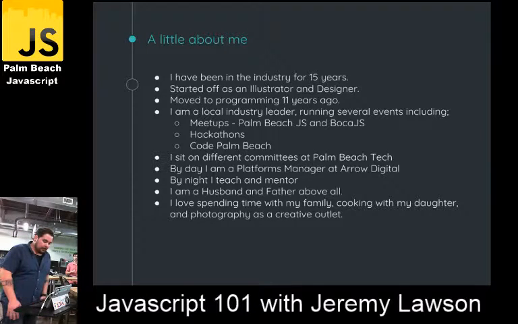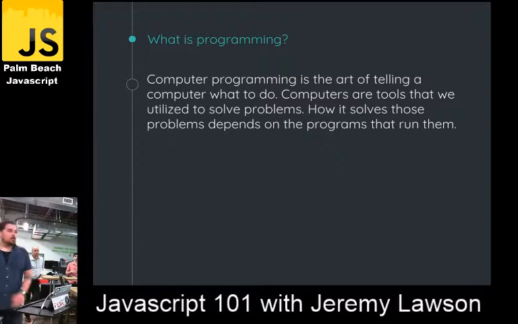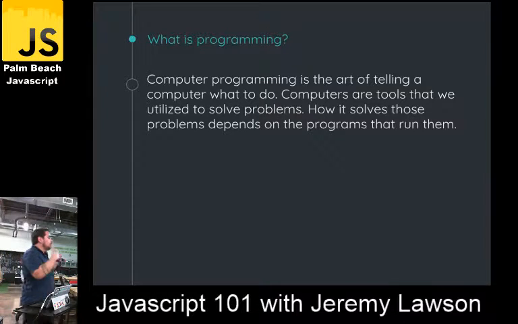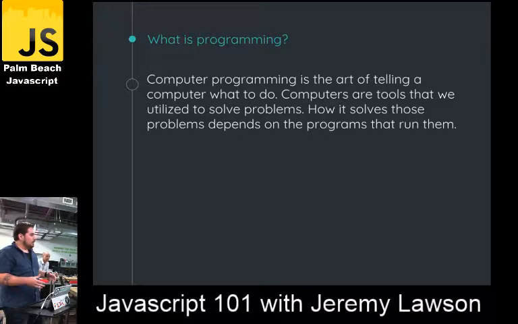So that's enough about me. I like to start off with, what is computer programming? Because that confuses people sometimes. Computer programming is the art of telling a computer what to do. Computers are tools that are utilized to solve problems. They take a very specific set of instructions, and they do a very specific set of things. That's it. And I like to point out this word: it's the art of telling it what to do. Some people say it's a science, but I say this is the more creative side of the science.